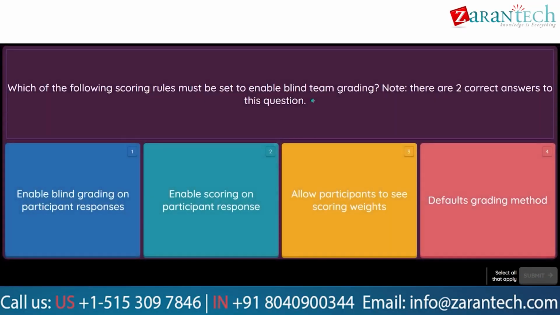Question: which of the following scoring rules must be set to enable blind team grading? Note: there are two correct answers to this question. Option 1: enable blind grading on participant responses. Option 2: enable scoring on participant response. Option 3: allow participants to see scoring weights. Option 4: defaults grading method.